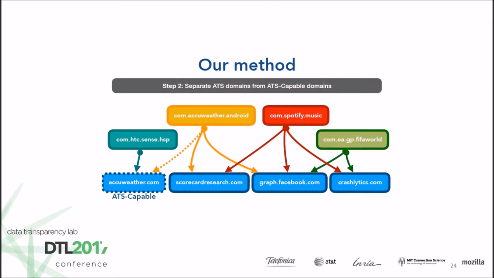The first step was distinguishing between first-party and third-party domains. Here you can see that AccuWeather is reached by the AccuWeather Android app, but also by the HTC Sense widget. In that case, you can distinguish by analyzing the domains, the package names, and some other information that you can find in the paper, so we can tell when AccuWeather.com is acting as a first party or as a third party.